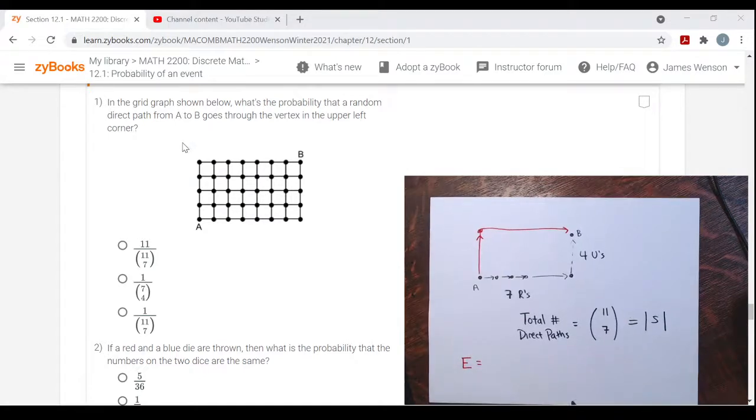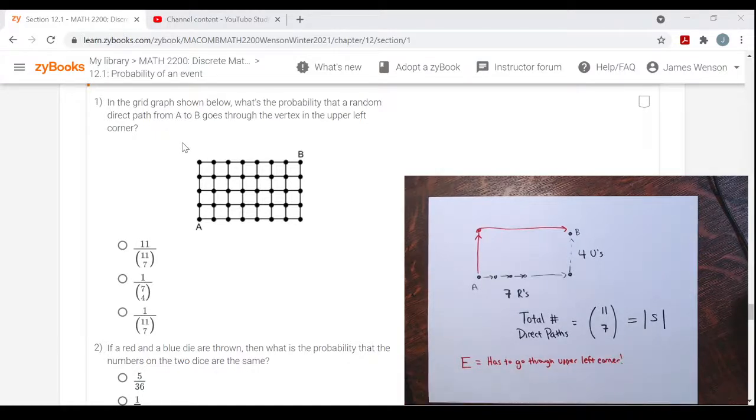Well, if it has to go through that upper left corner, and it's a direct path, meaning no going away from B at any point, can't go down, can't go left, have to go up or right, that's the only way I could do it. I'd go up, up, up, up, hit the upper left-hand corner, and then I would have to go right 7 times. So there's only one path. The size of this event is 1.